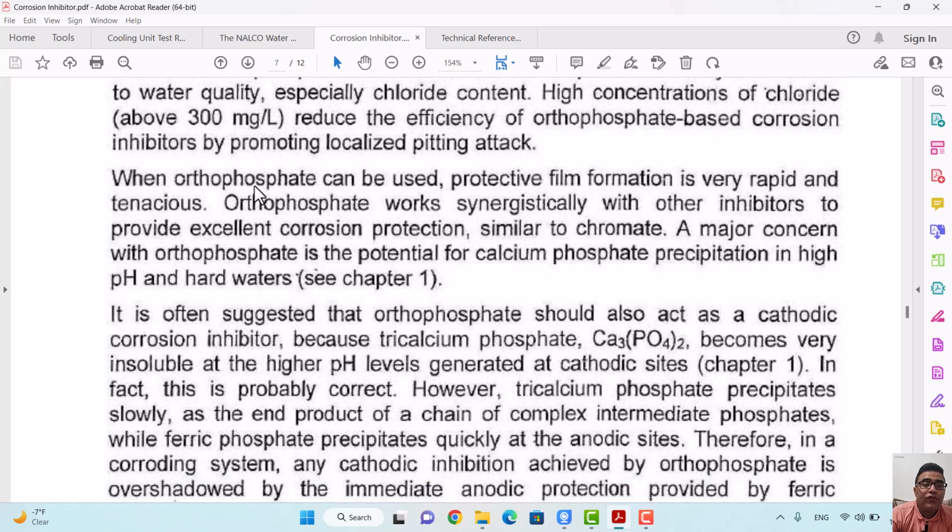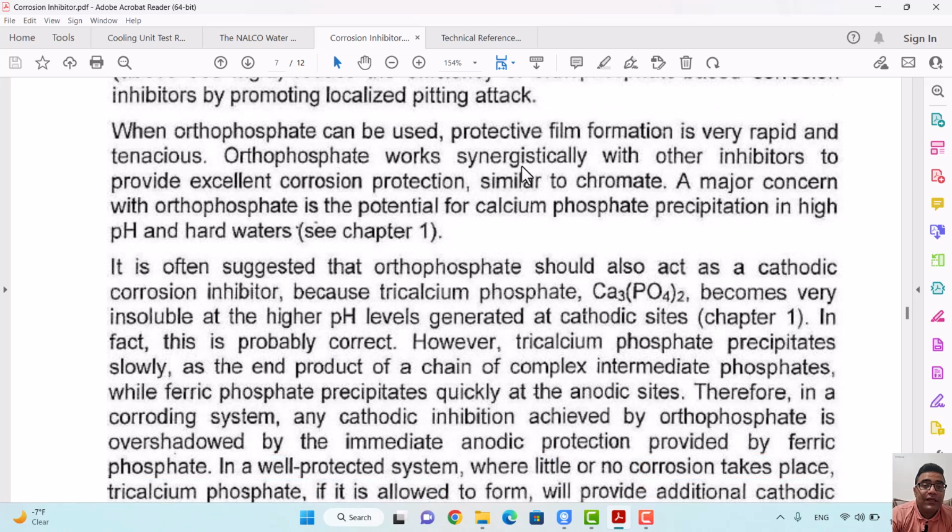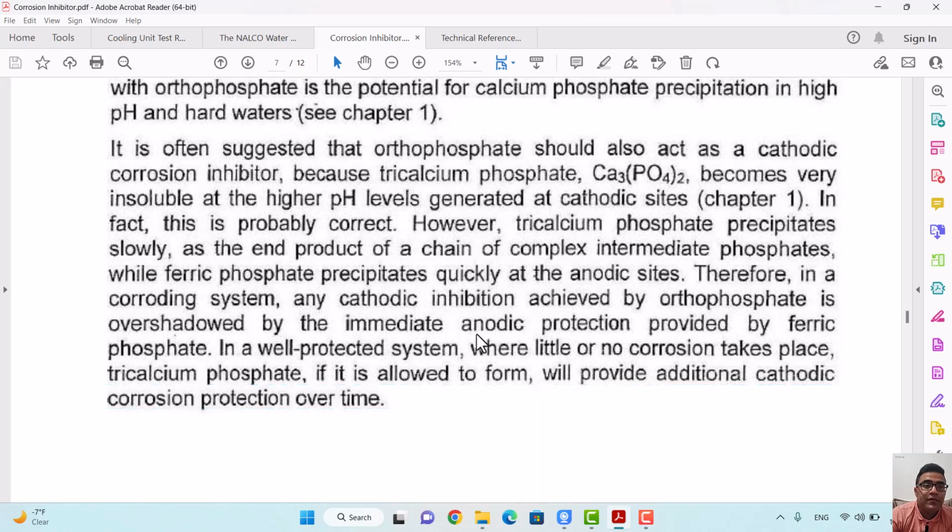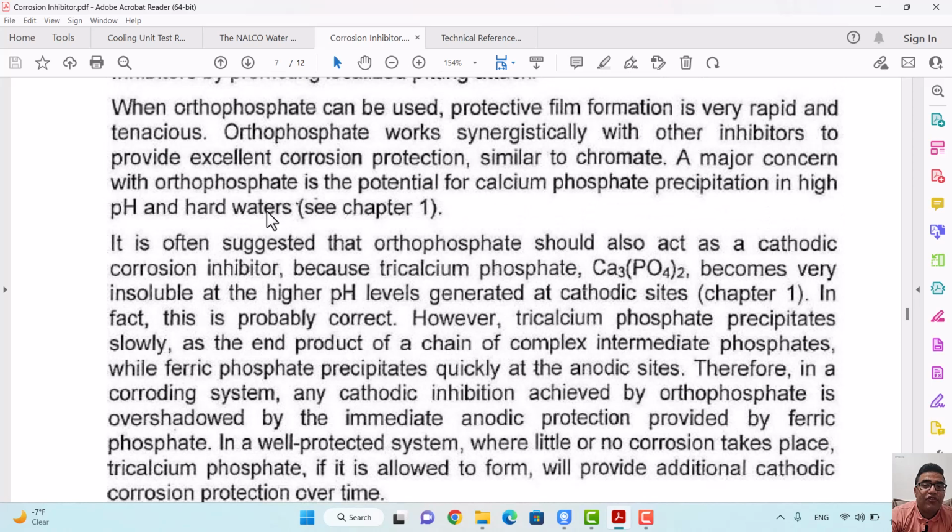When we use orthophosphates, protective film formation is very rapid and tenacious. It's a really important parameter. It works synergistically with other inhibitors, especially zinc, to provide excellent corrosion protection. And of course, the major concern here is that there is this potential for calcium phosphate precipitation in high pH and hard waters.